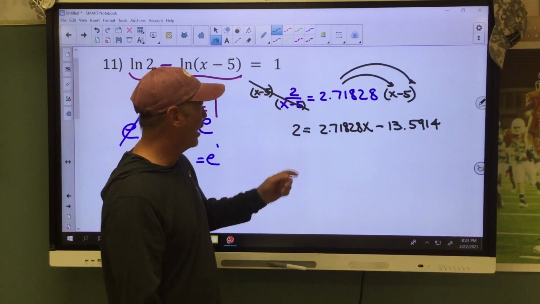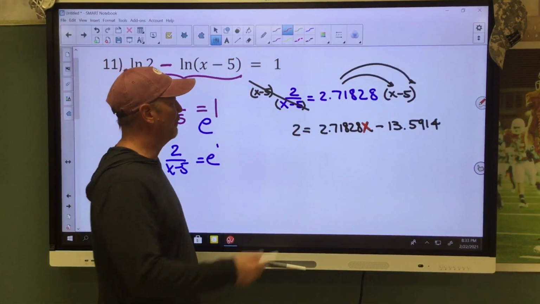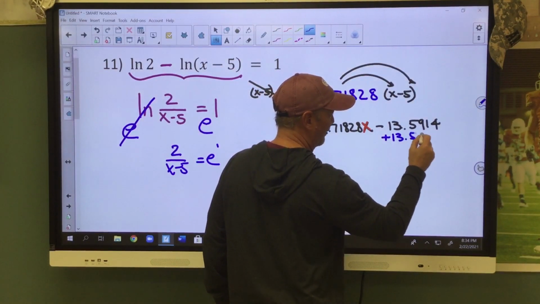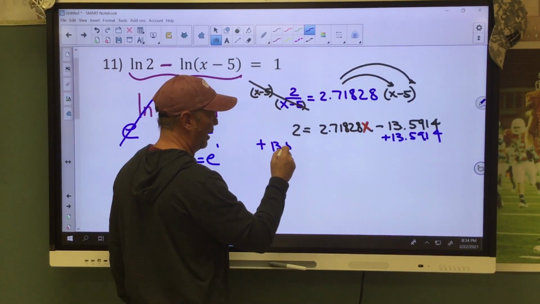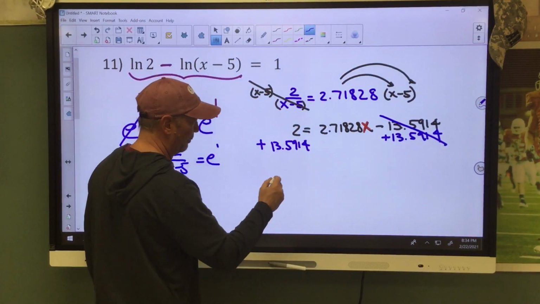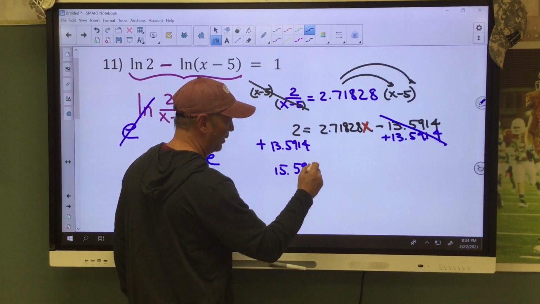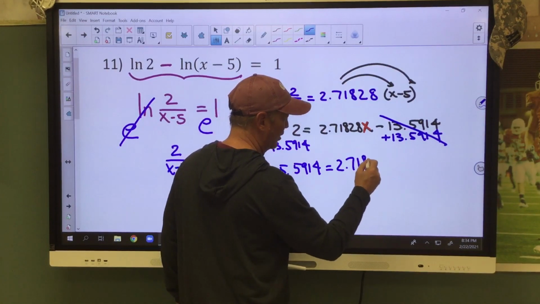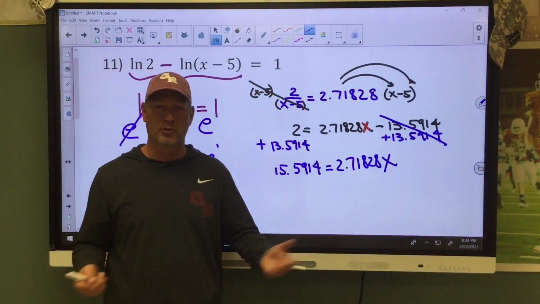Okay? Now, remember, we want to solve for x. So I need to move some stuff. I need to move this, and I need to go plus 13.5914 plus 13.5914. This is going to cancel. This is going to give me 15.5914 equals 2.71828x. Yeah, that's a lot of decimal places, but that's what happens when we're solving these equations.